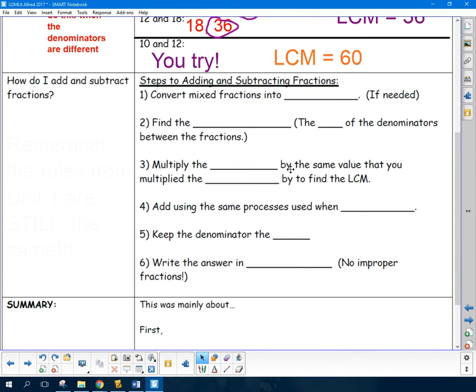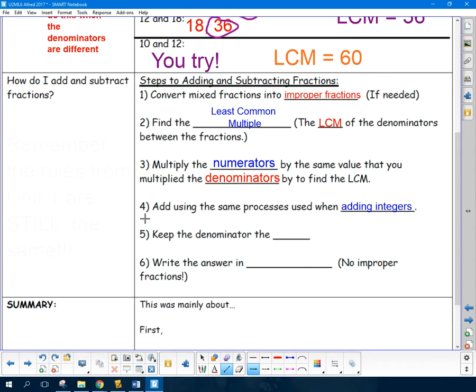Mr. Allred and Ms. Kearney have come up with some steps for you that you can use to add and subtract fractions. The first thing you're going to want to do is convert those mixed fractions into improper fractions if you need to. If there aren't any mixed fractions, obviously you don't have to do that. Then, if the denominators are different, you're going to find the least common multiple, like we just said, the LCM of the denominators between the fractions. Okay? You're going to want to multiply the numerators by the same value that you multiplied each denominator by to find that LCM. And then you're going to have 2 fractions with the same denominator, making it really easy to add using the same process we used when we added integers.